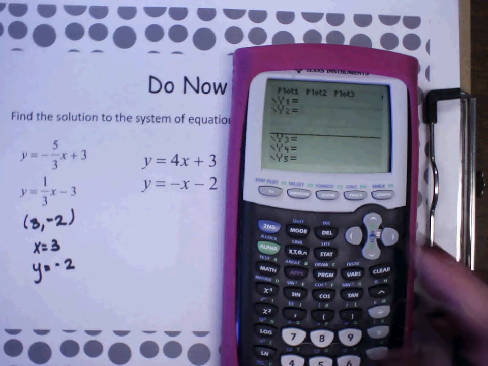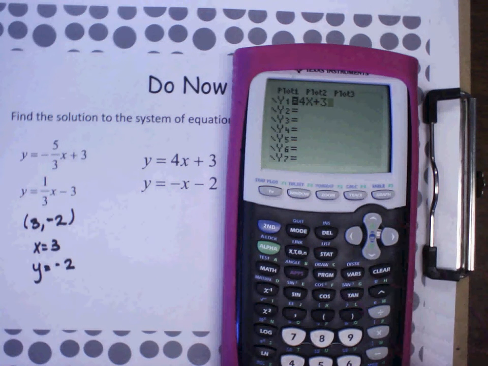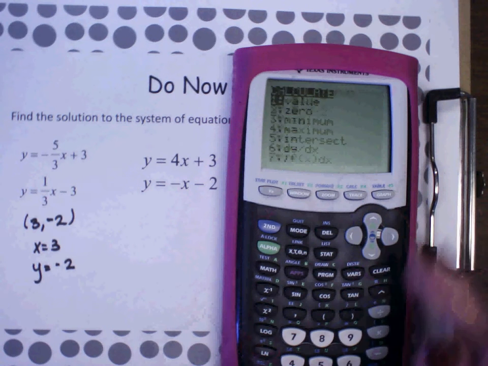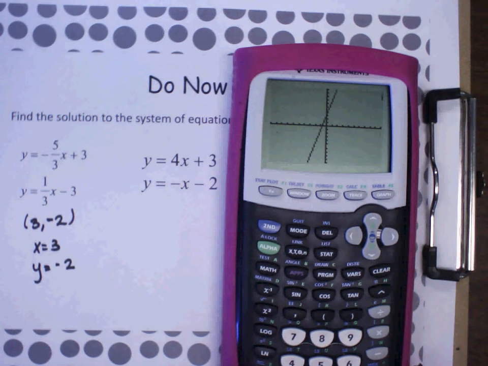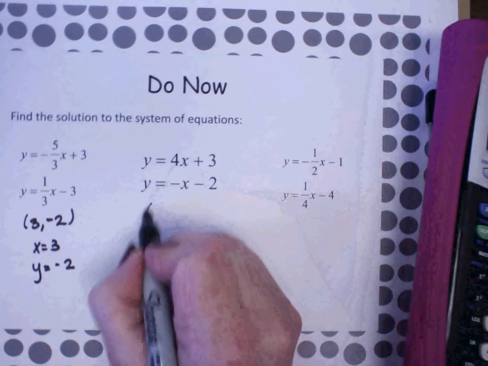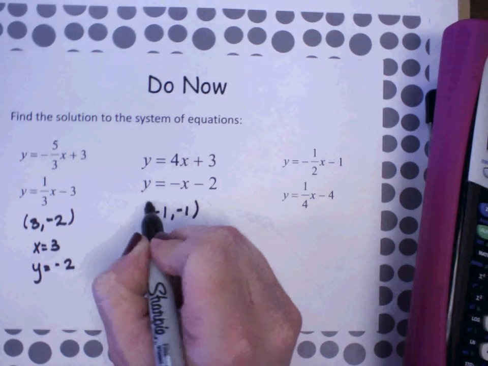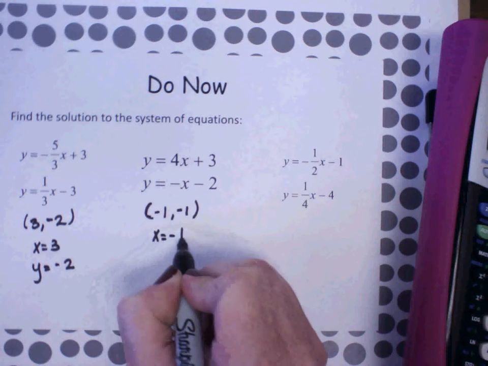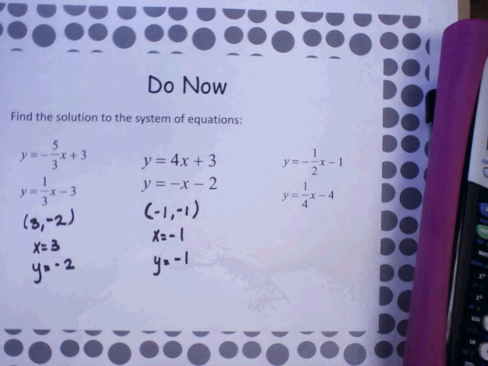Y equal to, let's clear. 4x plus 3, negative x minus 2. Second trace, 5 for intersection, and then enter 3 times. X equals negative 1, and y equals negative 1.